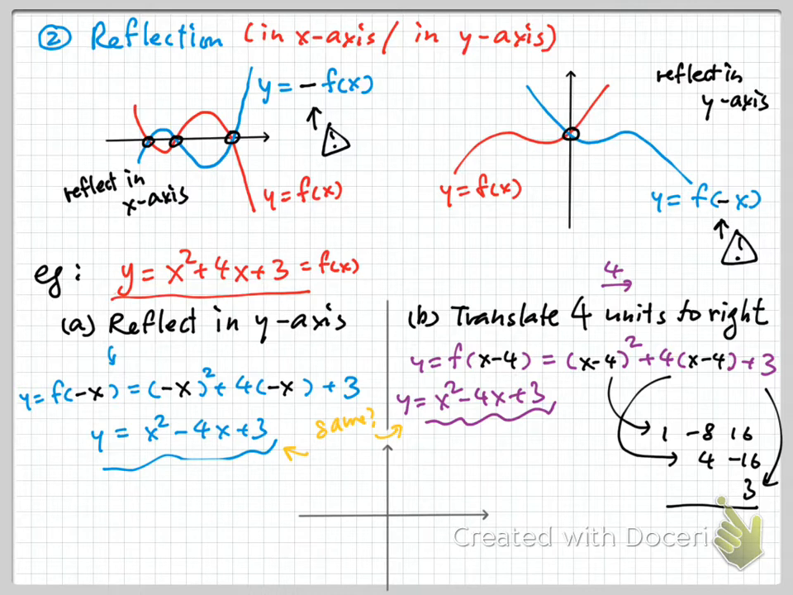Why are they the same? They shouldn't be the same, should they? Because they are different transformations. Now the answer lies in the special feature of the red graph.